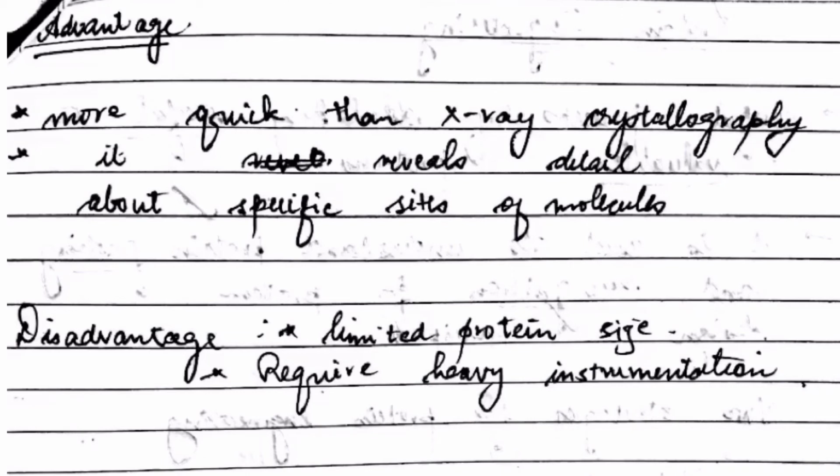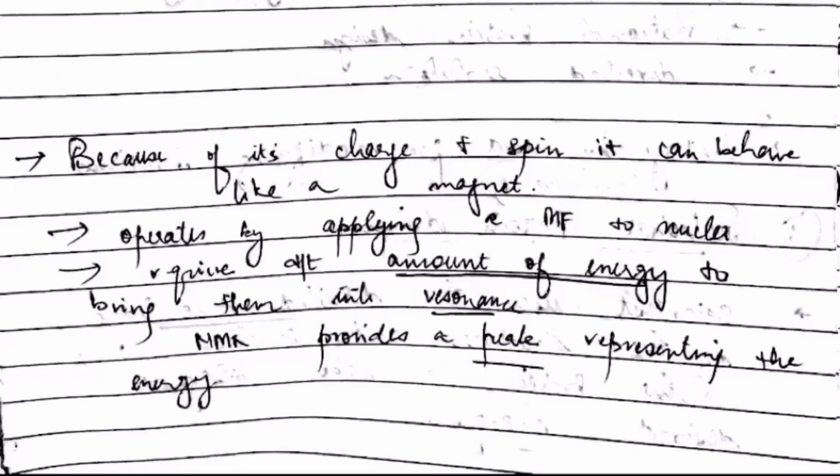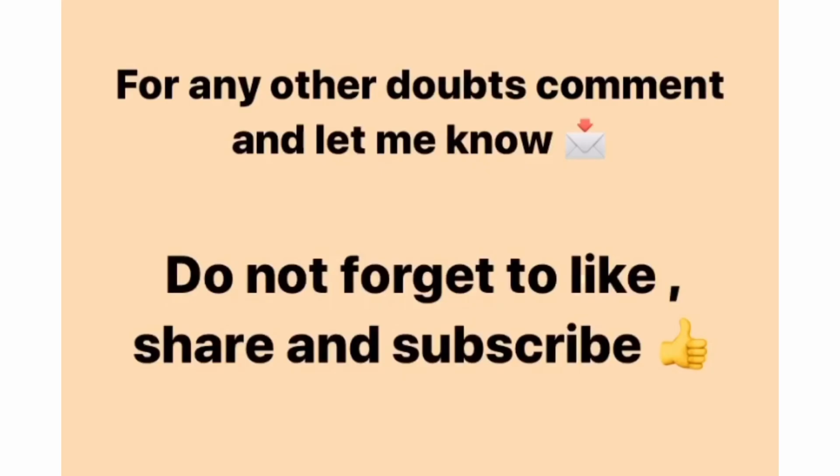It has various advantages and disadvantages. The advantage is that it is quicker than X-ray crystallography, and a disadvantage is that it uses limited protein size. Now there is one more fact, that in NMR the nucleus can behave like a magnet, because of its charge and spin. So for the determination of secondary and tertiary structures, we have two methods, that is X-ray crystallography and NMR. We have discussed the structure determination process.